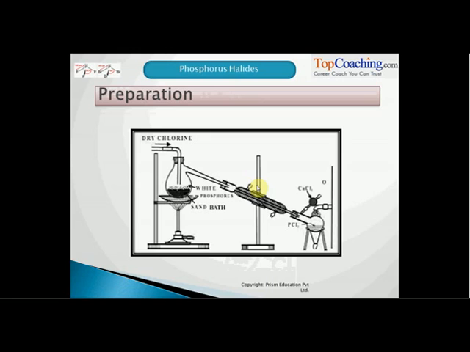How is phosphorus trichloride prepared? When dry chlorine is passed over white phosphorus in the presence of a sand bath, right? And here, to maintain the temperature of this flask, cold water is sprinkled. PCl3 is what gets deposited over here. So this is how we prepare phosphorus trichloride.